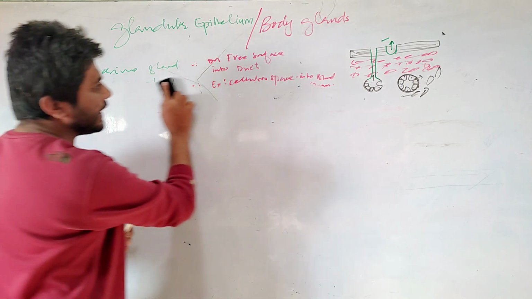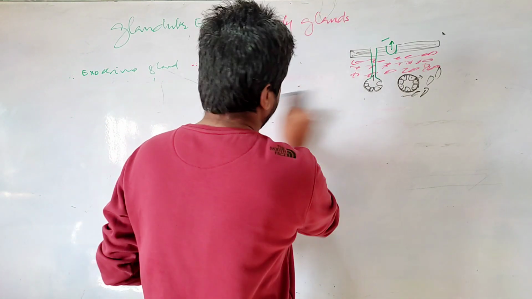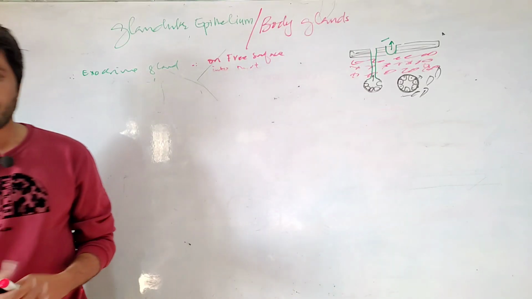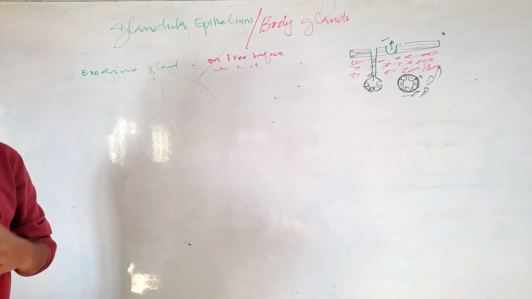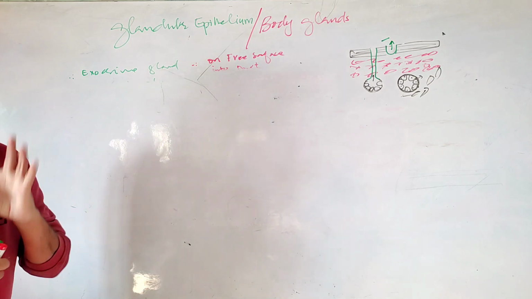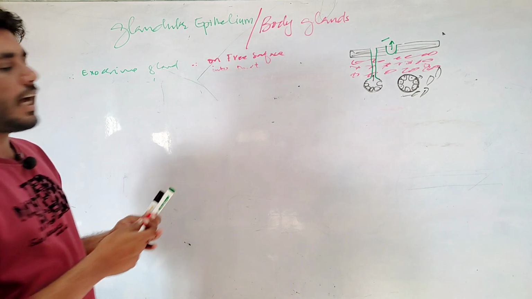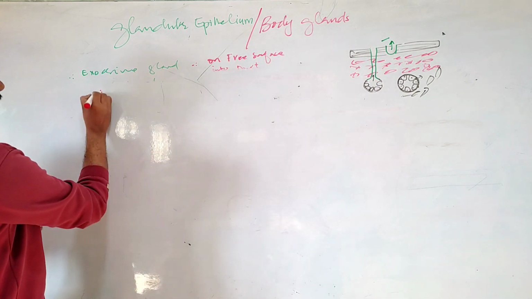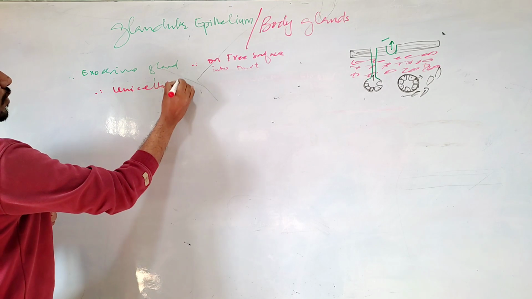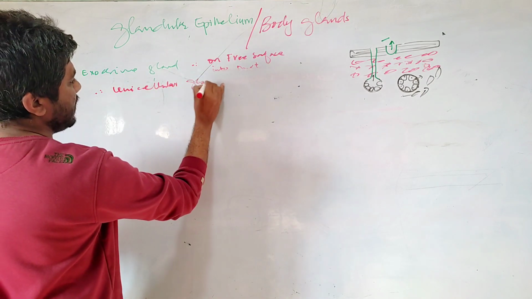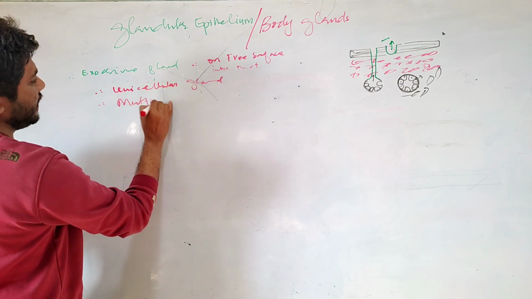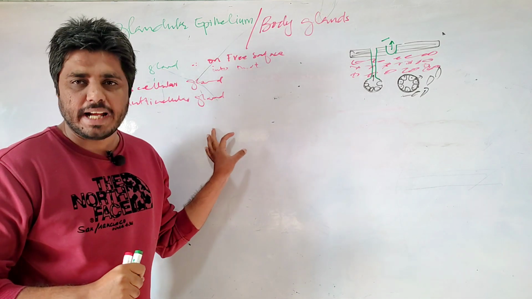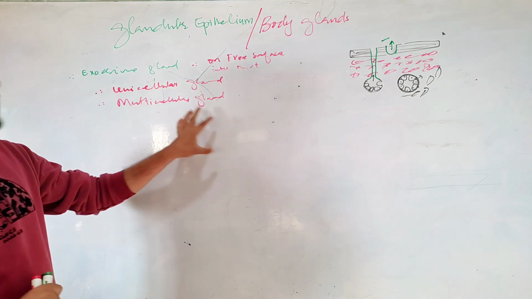So, when you look into the exocrine gland, we want to classify it. I believe there are three to four ways you can classify exocrine glands. The number one and major classification is unicellular exocrine gland and multicellular exocrine gland. This is a general classification. Unicellular gland or multicellular gland.